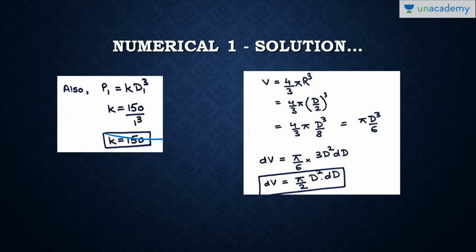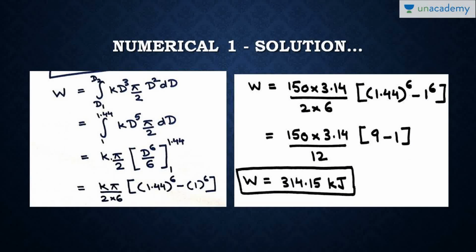Also we know that the volume of a sphere is 4 by 3 pi r cube. It is a spherical balloon, right? So 4 by 3 pi r cube, we can also write as 4 by 3 pi into d by 2 whole cube, which is 4 by 3 pi d cube by 8, which is pi d cube by 6. So this is the volume in terms of diameter. We have to find the change in volume because work transfer is equal to P dV. So dV is equal to pi by 6 into 3 d square dd. Change in volume is equal to pi by 2 d square into change in diameter.